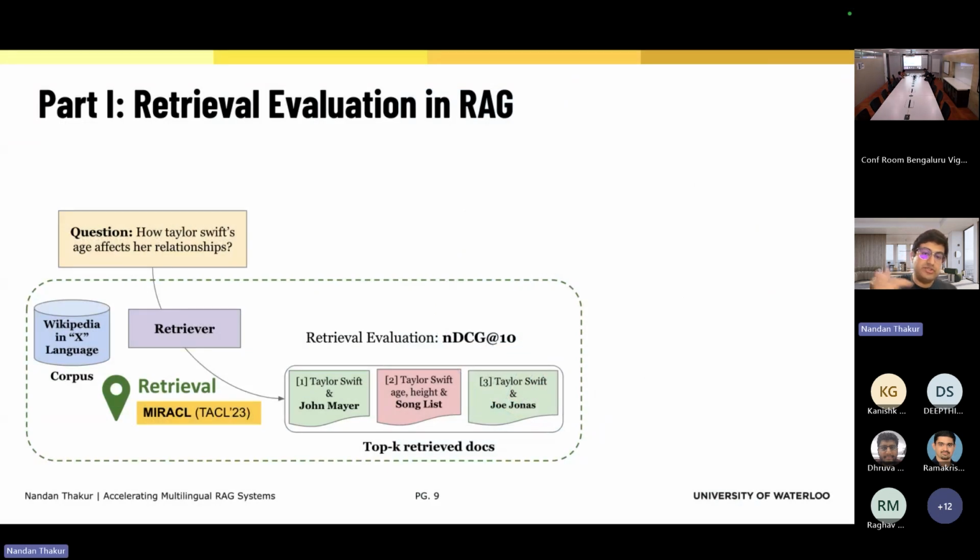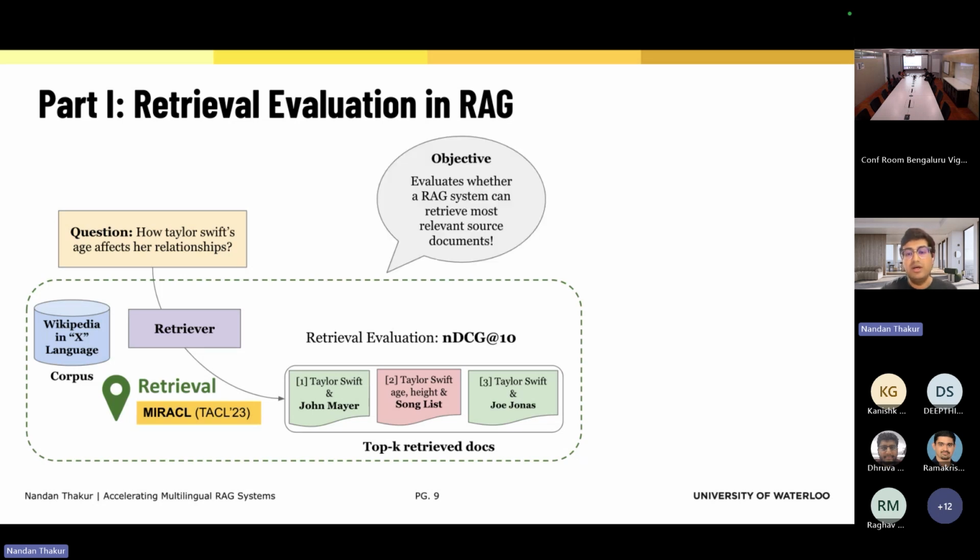Like I mentioned, in part one we wanted to focus on retrieval evaluation in RAG. Just to remind you from our diagram, this is the part where you have the question, you do a retrieval, and then you have your top K retrieved documents, which are then evaluated using a metric. The objective is that overall, we want to see whether a RAG system can retrieve the most relevant source documents or not.